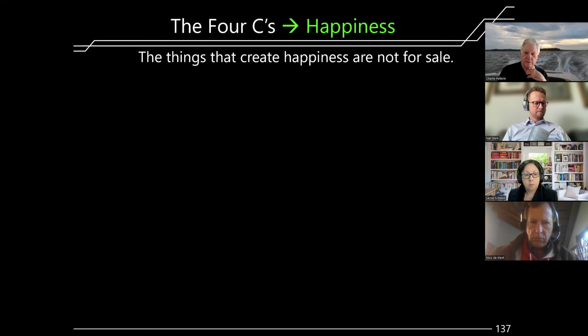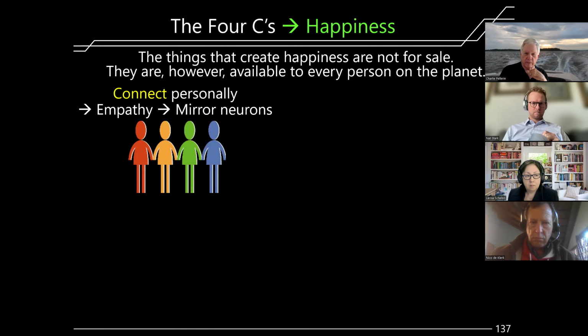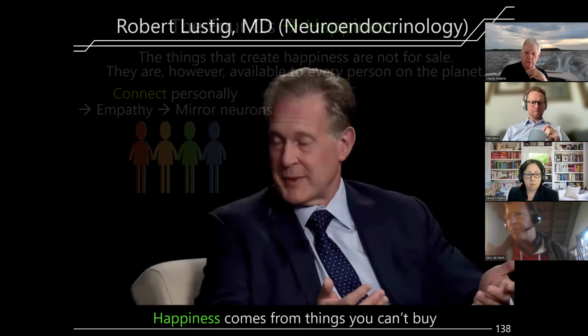So this is really interesting. He says the things that create happiness are not for sale. They are, however, available to every person on the planet. Basically, what you want to do is connect personally. That means eye-to-eye contact creates empathy, which has a physiological effect of energizing mirror neurons.